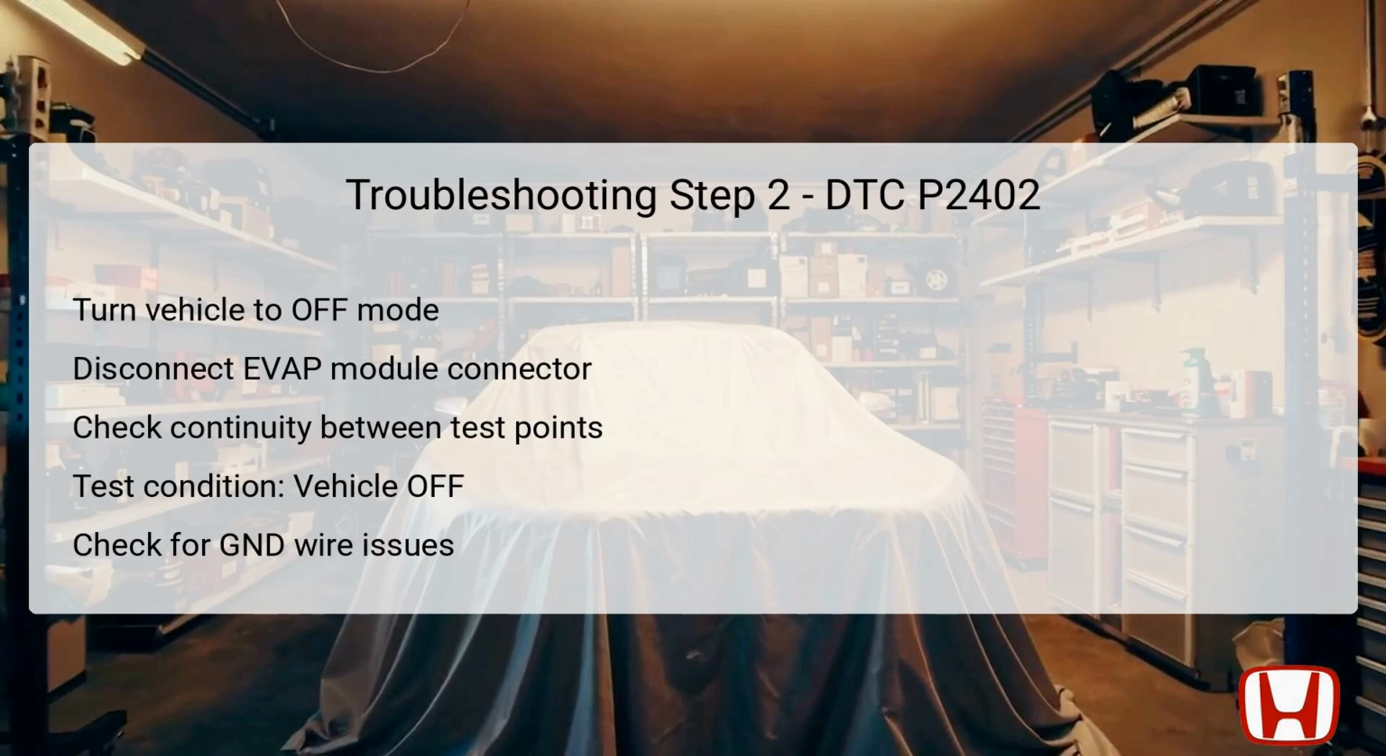If the initial EVAP leak check fails, the next step involves an open wire check of the ground line. Start by turning the vehicle to the off mode to prevent any electrical activity while making checks.